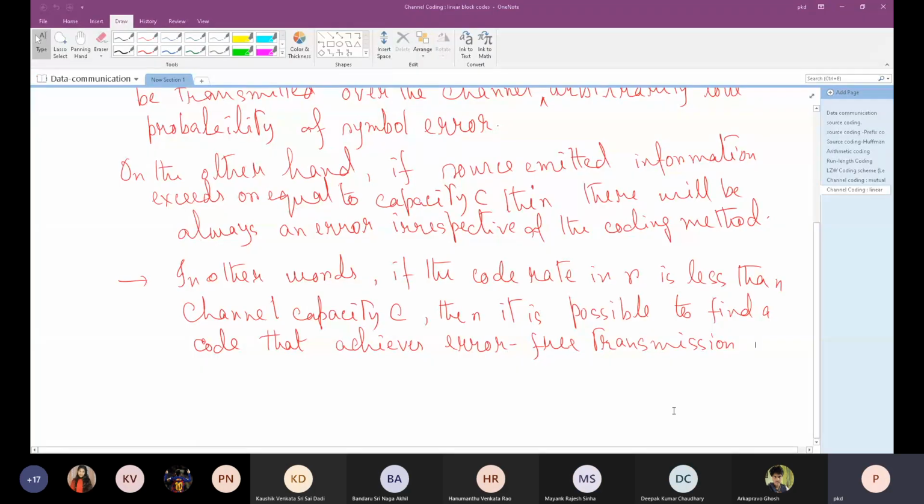Good afternoon, everybody. So we shall continue our discussion on channel coding, discussing linear block codes. Basically, here in linear block code, the redundancy is added as a block of extra bits, and thereby a code rate R is defined for such a block code.